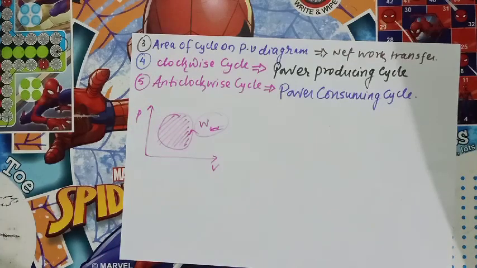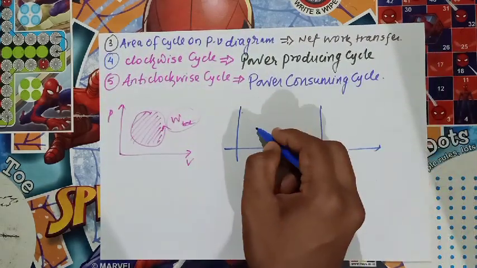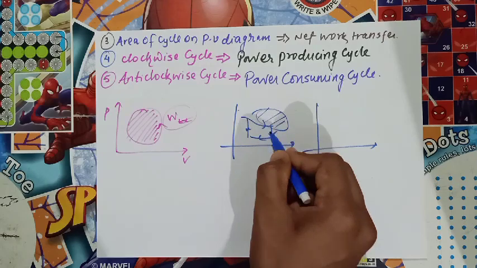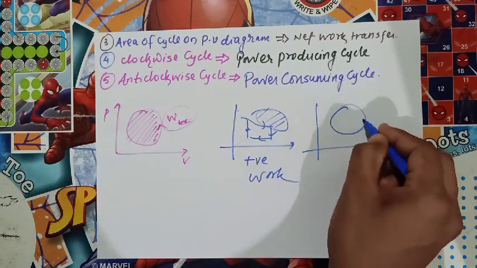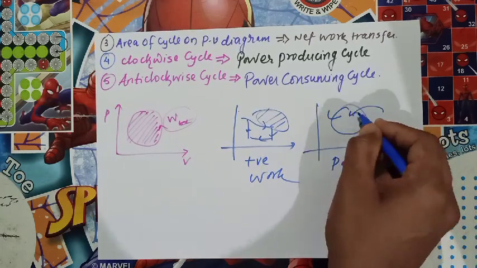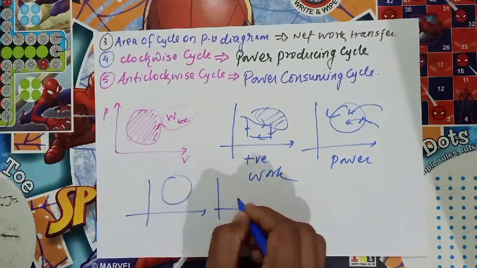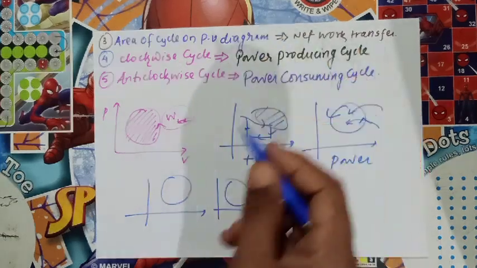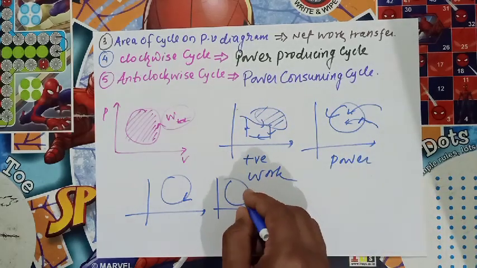And now two more very important things, which are sometimes asked in the examination. Any cycle which rotates clockwise will give you positive work. And any cycle which rotates anti-clockwise will be a power consuming cycle. We have to give work to this cycle. So two important points from here: all the power producing cycles, like the Otto cycle, diesel cycle, whatever you see, will be clockwise type. While all the power consuming cycles, all the refrigeration cycles, will be anti-clockwise cycles.